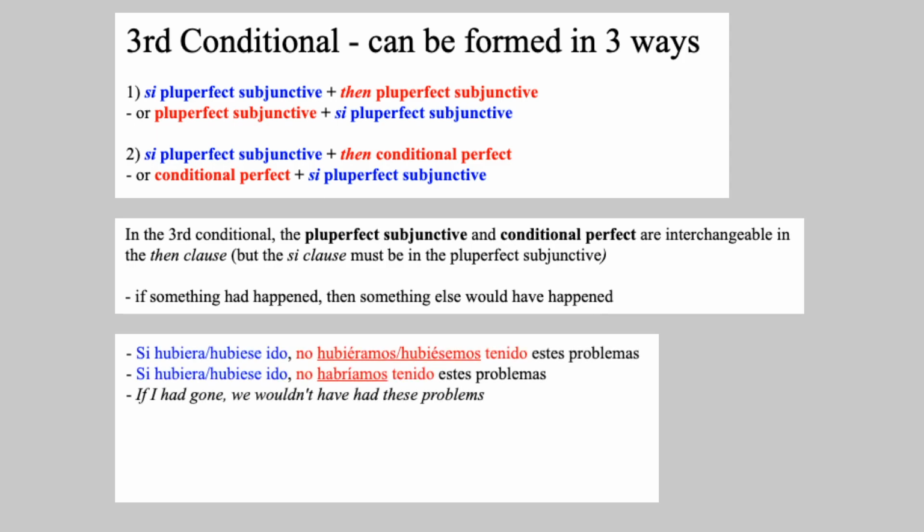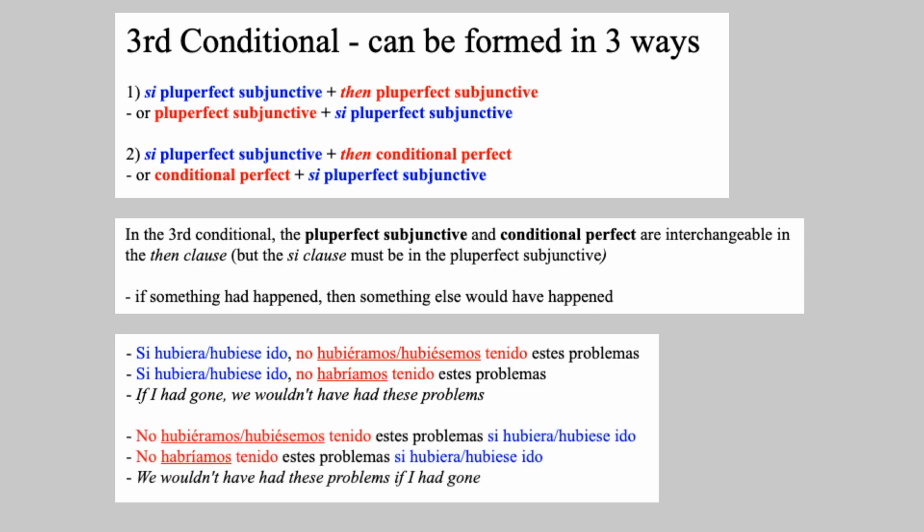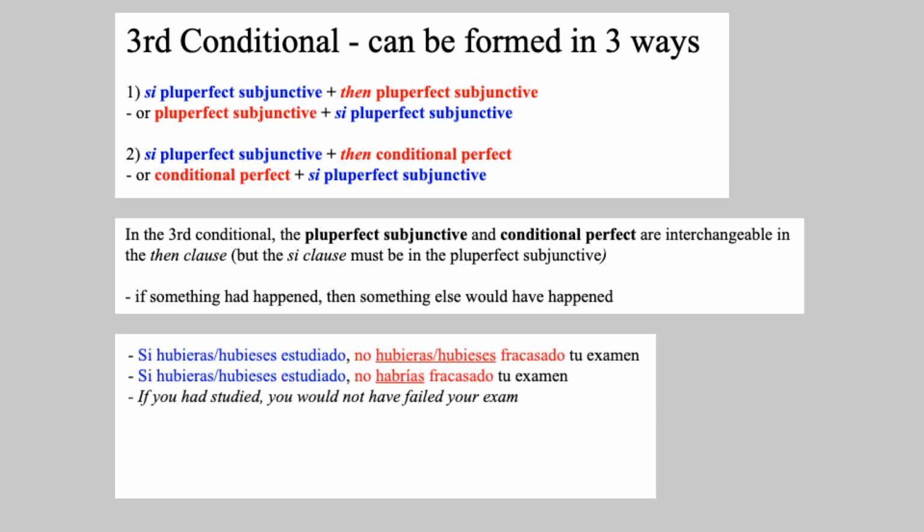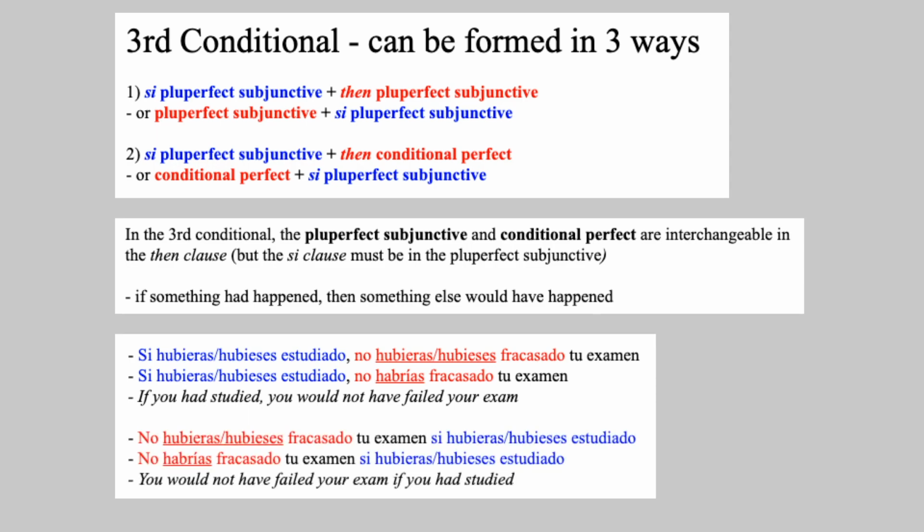Si hubiera ido, no hubiéramos tenido estos problemas, or no habríamos tenido estos problemas. No hubiéramos tenido esos problemas si hubiera ido, or no habríamos tenido estos problemas si hubiera ido. Si hubieras estudiado, no hubieras fracasado tu examen, or no habrías fracasado tu examen. No hubieras fracasado tu examen si hubieras estudiado, or no habrías fracasado tu examen si hubieras estudiado.